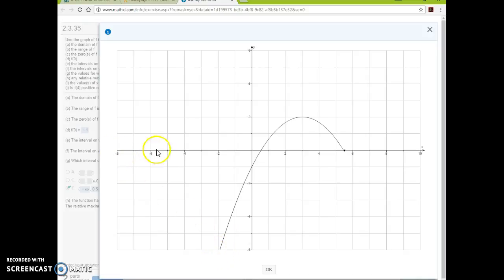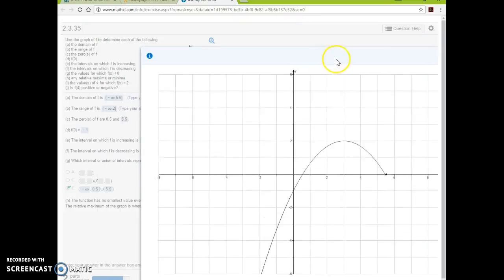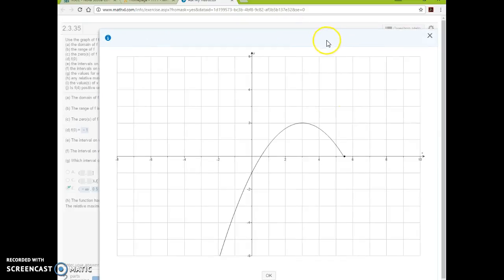So the domain here is going to go from negative infinity all the way up to 5. And we have a shaded-in dot, which again means that we have to use a hard bracket. The shaded-in dot is part of the function. Okay, so negative infinity to 5, hard brackets on that one. Or 5.5, sorry, 5.5, I'm simplifying here.